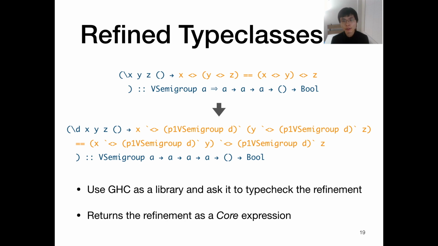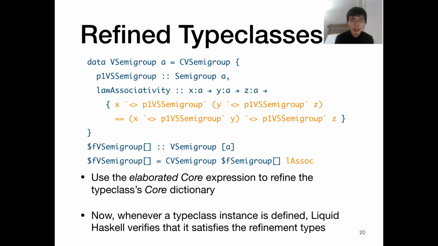where the resolution algorithm fills in the correct dictionary arguments. After type checking, the binary operation is now explicitly applied to P1VSemigroup, which corresponds to the parent dictionary stored in VSemigroup. With a bit of cleanup, we can attach the refinement back to the core representation of VSemigroup. At this point, we have successfully converted a refined type class into a refined data type.